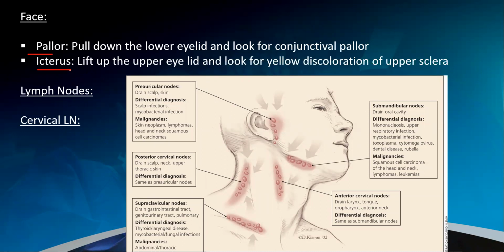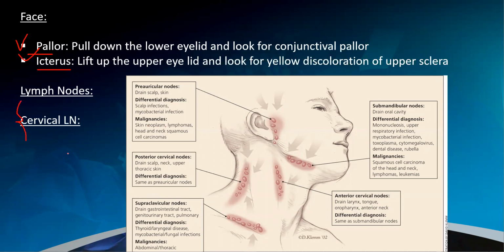Face, pallor and icterus. If you have time, you can also say how you are going to check pallor and icterus. In pallor, you ask the patient to pull down the lower eyelid and you look for conjunctival pallor. In icterus, you lift up the upper eyelid and look for any yellowish discoloration of upper sclera. So that is how you check anemia and jaundice. You can also explain to the medical student if you have enough time.